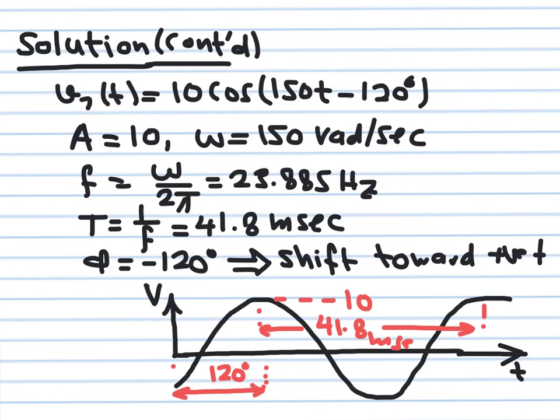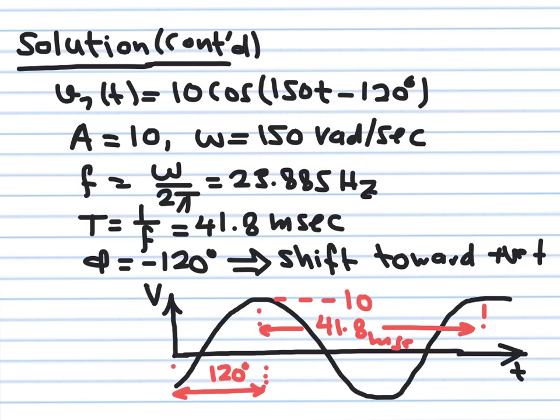The last thing, the phase shift here is minus 120 degrees. So this is equivalent to shifting the signal in the positive time direction by 120 degrees. This is a cosine. This is the zero of a non-shifted cosine. But this zero, as you could see, was moved in the positive time by 120 degrees. So when this phase shift is negative, this means that we shift the signal to the right by the phase shift that we have here.